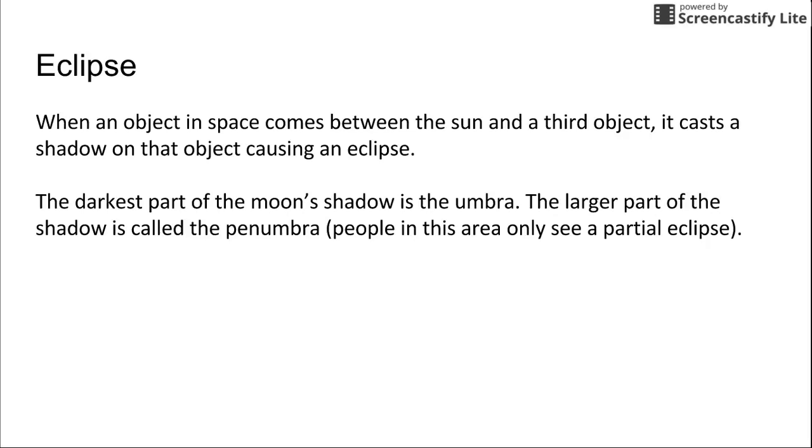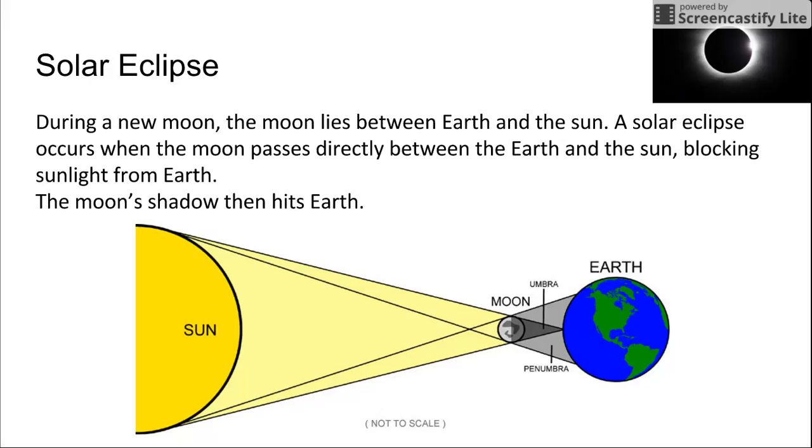The darkest part of the moon's shadow is called the umbra, and the larger part of the shadow is called the penumbra. People in this area only see a partial eclipse. During a solar eclipse, we have a new moon on Earth that we can see. The moon lies between the Earth and the sun, and the solar eclipse occurs when the moon passes directly between the Earth and the sun, blocking sunlight from the Earth. The moon's shadow then hits the Earth.